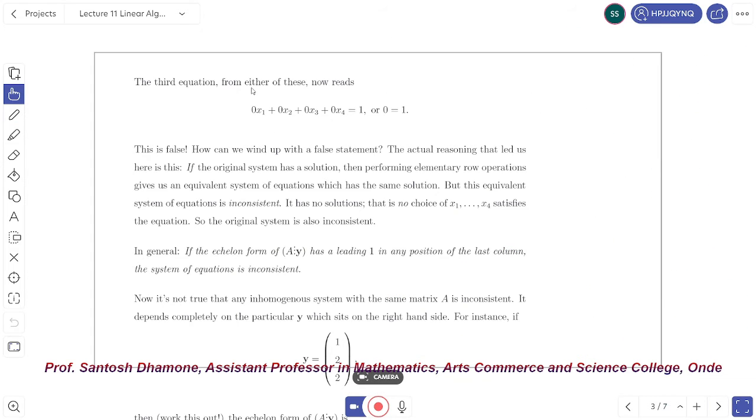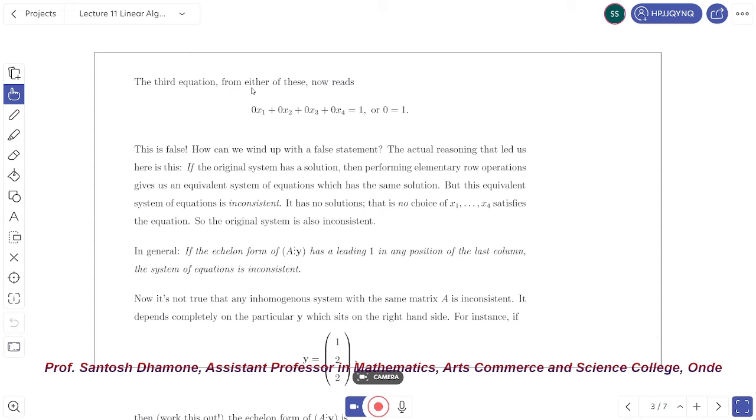The third equation from either of these now reads 0x1 plus 0x2 plus 0x3 plus 0x4 is equal to 1, or 0 is equal to 1. But 0 is not equal to 1. This is not possible. This fails. How can we wind up with a false statement?